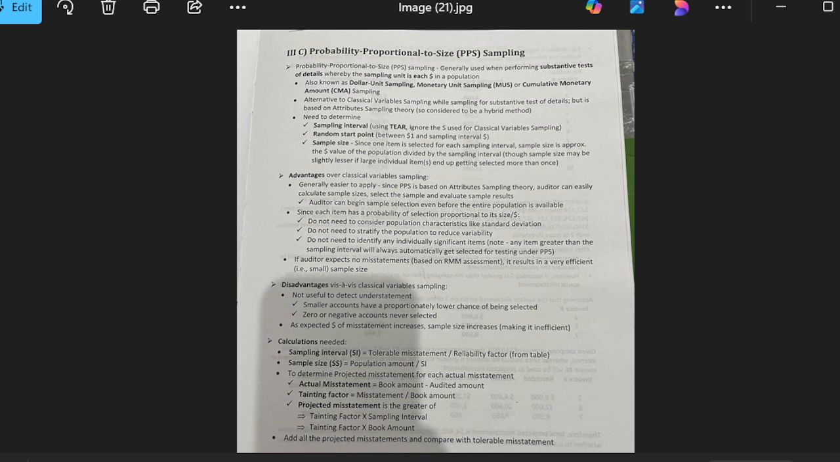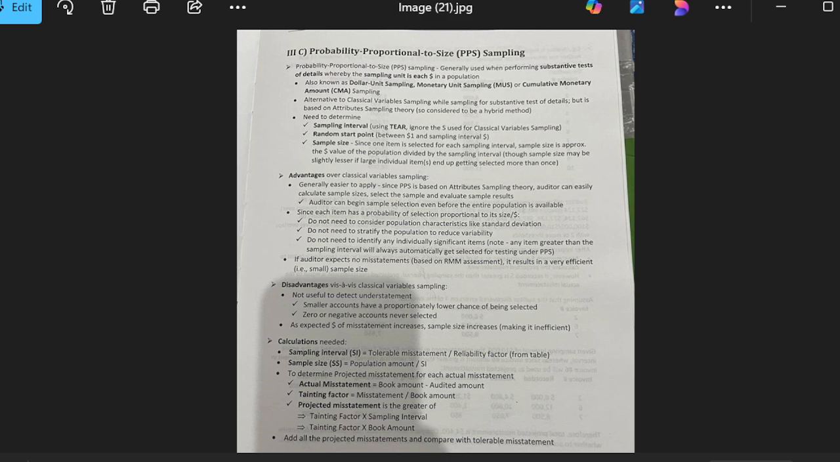There are a few things which need to be determined here, like the sampling interval, random start point, and the sample size. There are a few advantages of this over classical variable sampling, such as it is generally easier to apply. Since PPS is based on attribute sampling theory, the auditor can easily calculate the sample size, select the sample, and evaluate the sample results.